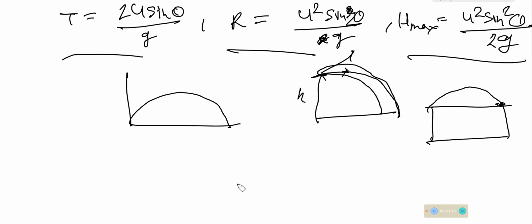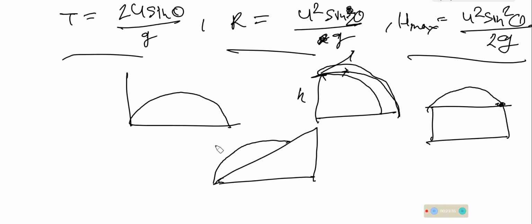And projectile motions are also of this type. If this is an inclined plane, and we project a particle from this point, then it is also a projectile motion. And if we project a particle in the downward direction from the inclined plane, or in the upward direction from the inclined plane, these are also projectile motions.